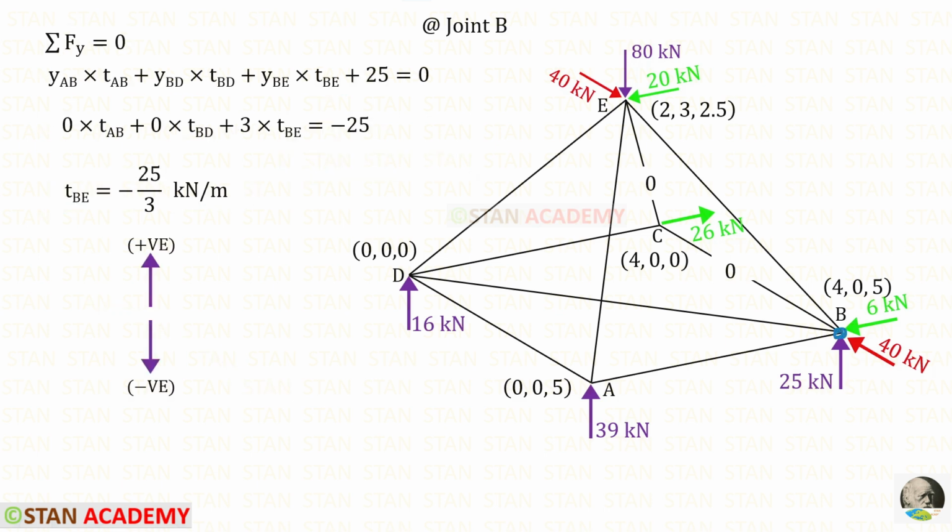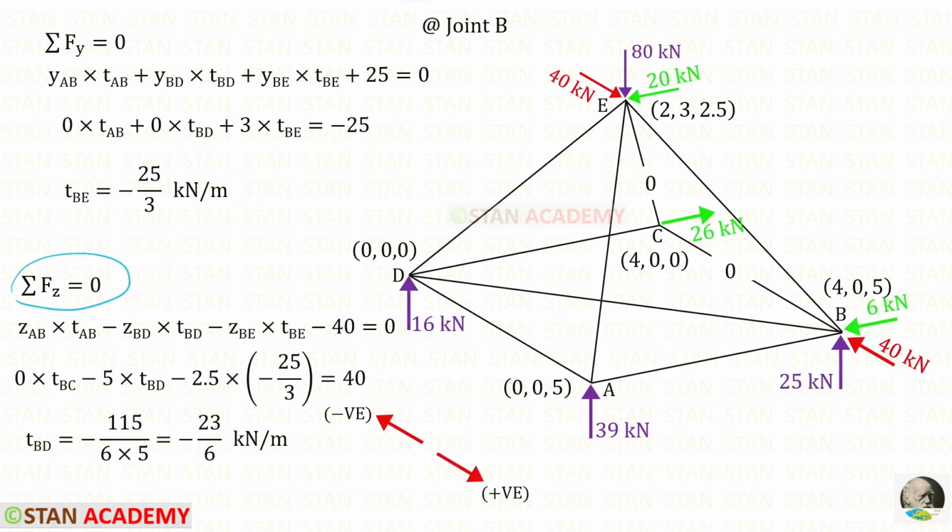Now let us take the joint B. In the joint B, first let us apply this rule. For AB and BD, there is no vertical distance, so these two terms will be 0. At B, we have a vertical reaction. It is acting upwards, so it will be positive. The vertical distance of BE is 3. For TBE, we will get minus 25 upon 3 kilonewton per meter.